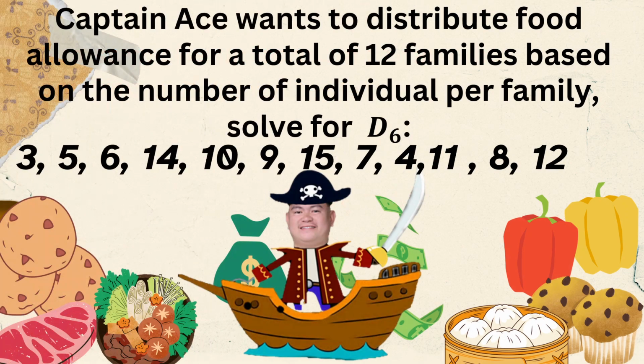So let's have another example. Captain Ace wants to distribute food allowance for a total of 12 families based on the number of individuals per family. To solve for the 6th decile, we have this data: 3, 5, 6, 14, 10, 9, 15, 7, 4, 11, 8, and 12.